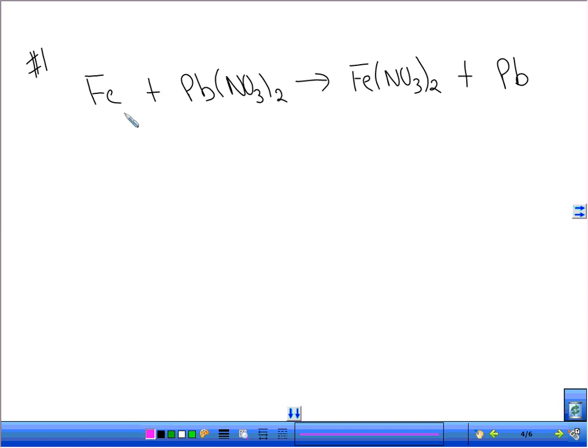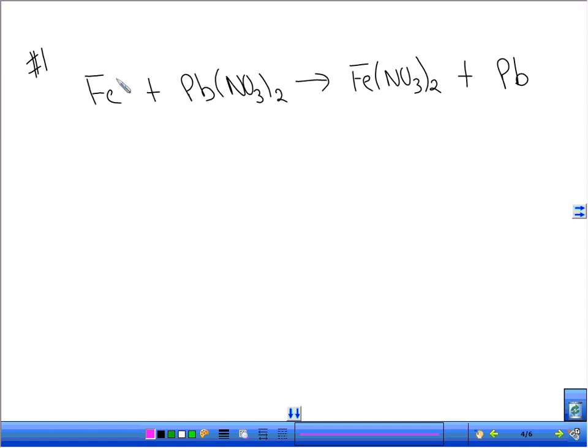These are only used on single replacement reactions, so none of the others apply. You have to look to see if this solid piece of metal is more active and will kick out the other one. And those of you that were in class, if you look at your activity series, iron is actually higher up and more active than lead, so this reaction will take place. So if it will take place, we're going to do the net ionics.